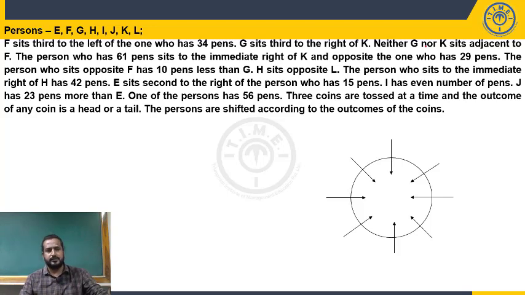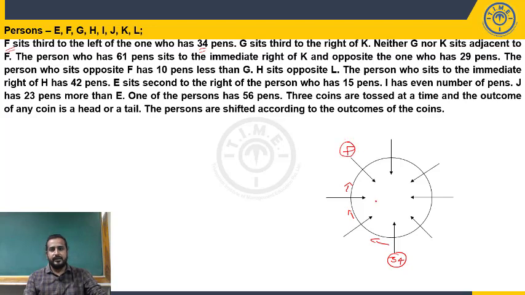Clues one after the other. F sits third to the left of the one who has 34 pence. Means the position of F is based on the position of the person who has 34. Okay, let me take 34 here. Third left: first left, second left, third left. So the position of F will be here. F is here and here is 34.